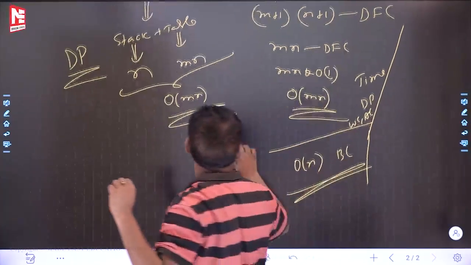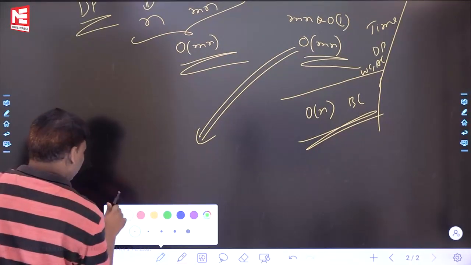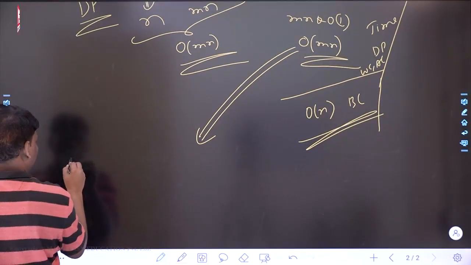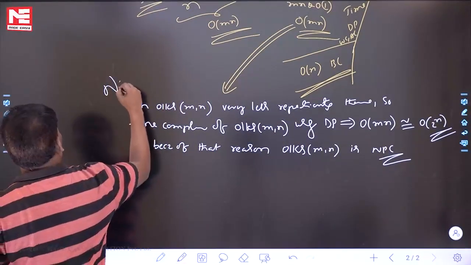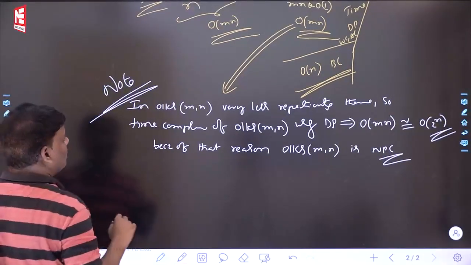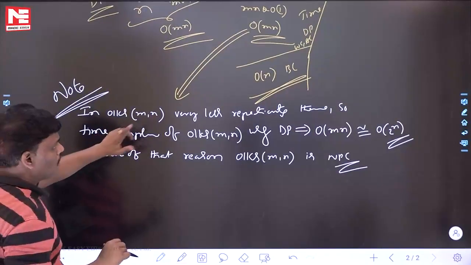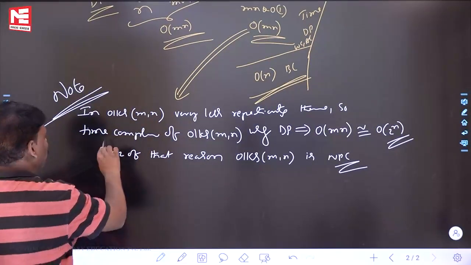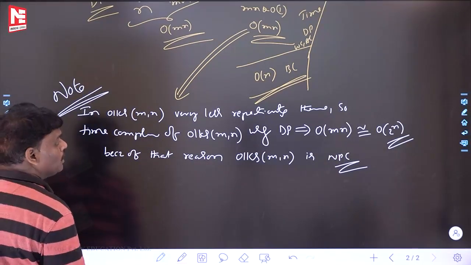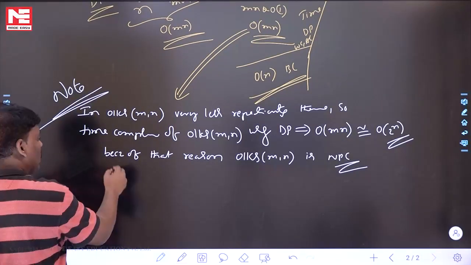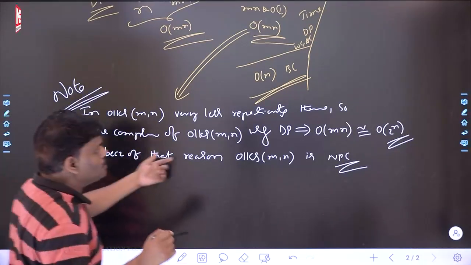Now listen carefully to this. See this one. In 0/1 knapsack, it is a note. If anyone is unable to see, I just roughly wrote it. See the note: in 0/1 knapsack of m comma n, very less repetitions are there. So the time complexity of 0/1 knapsack of m comma n using dynamic programming, order of mn, is approximately equal to order of 2 power n. Because of that reason, 0/1 knapsack of m comma n is NP complete. If anyone asks you why it is NPC, say this reason.